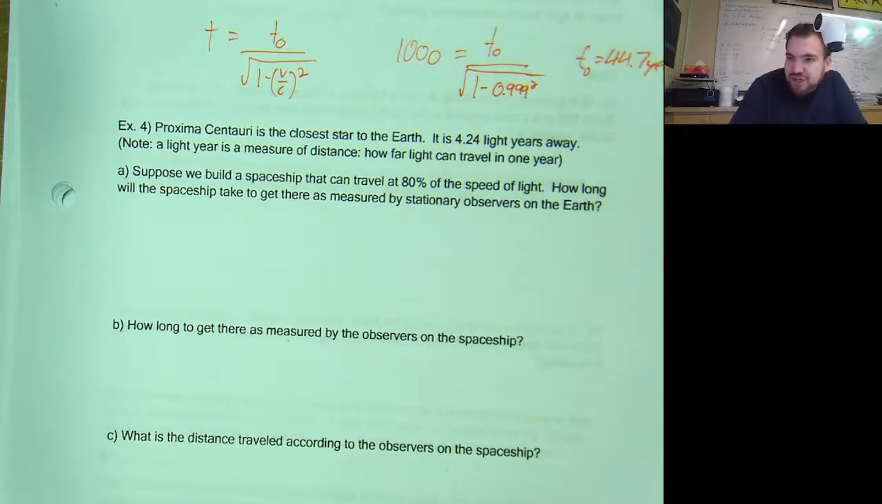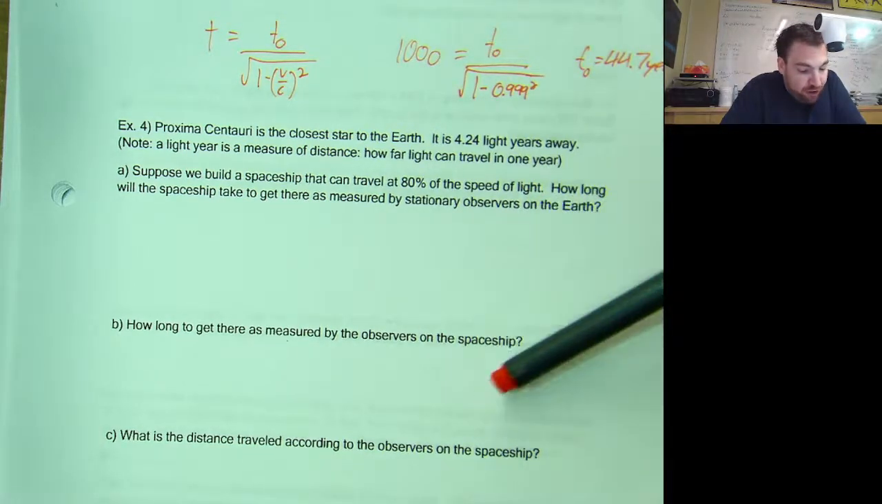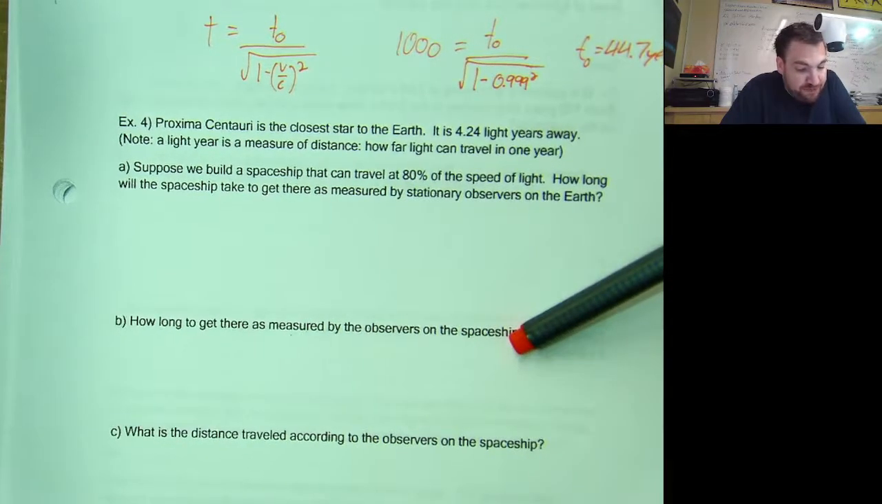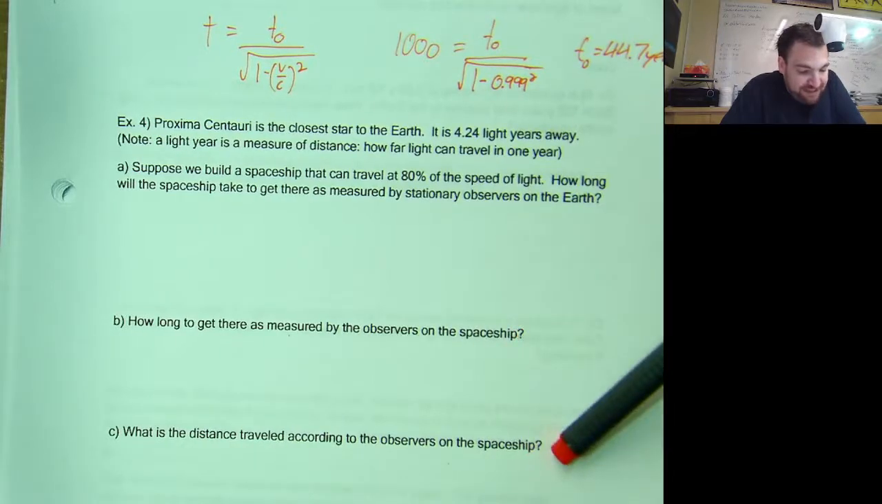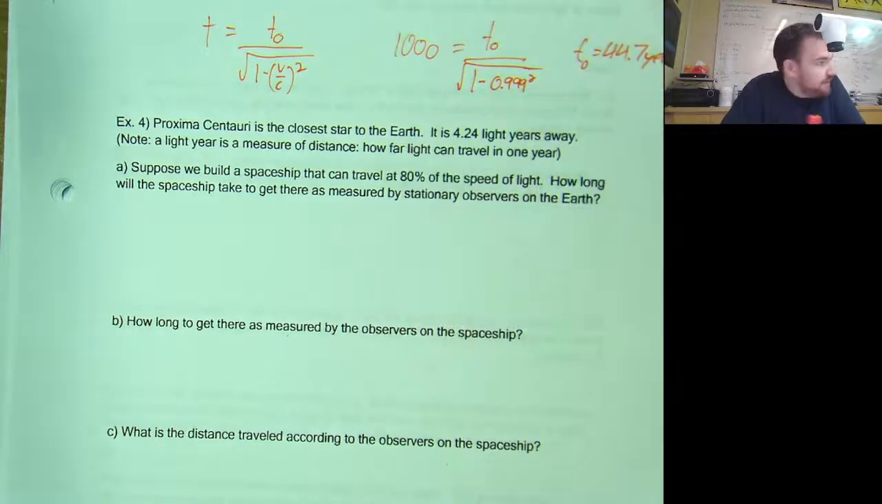Suppose we build a spaceship. Somehow the spaceship has been built that can travel at 80% the speed of light. How long will the spaceship take to get there as measured by stationary observers on Earth? How long will it take to get there as measured by observers on the ship? What is the distance traveled according to the observers on the ship? Well, D equals V times T.